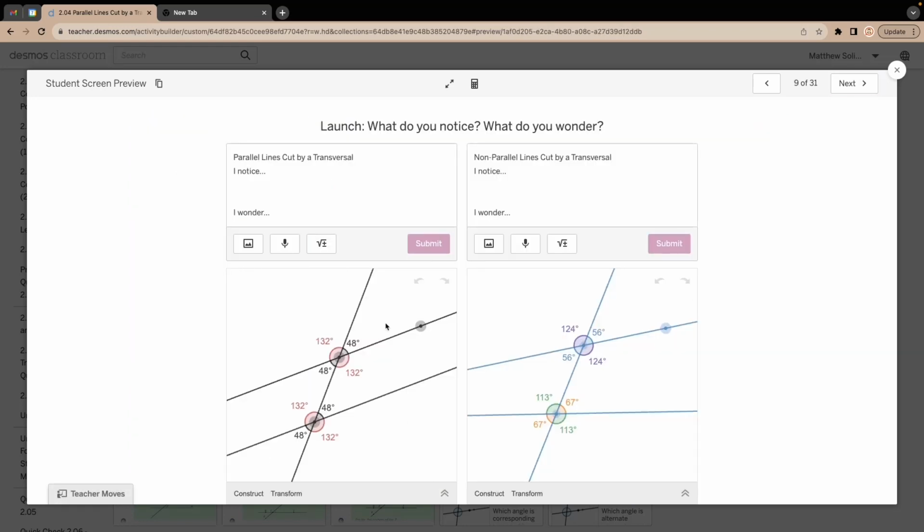So when we have parallel lines, over here are parallel lines, over here are two not parallel lines. And we have a line that hits them both. That's called a transversal. Just open the class with what do you notice, what do you wonder?